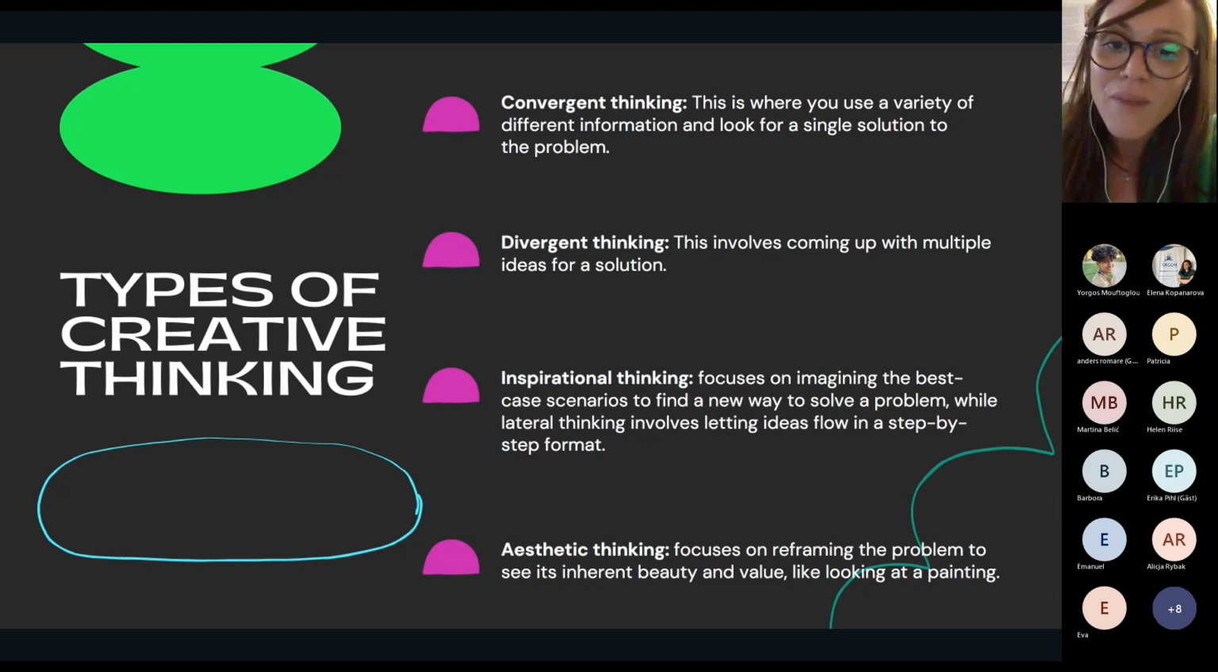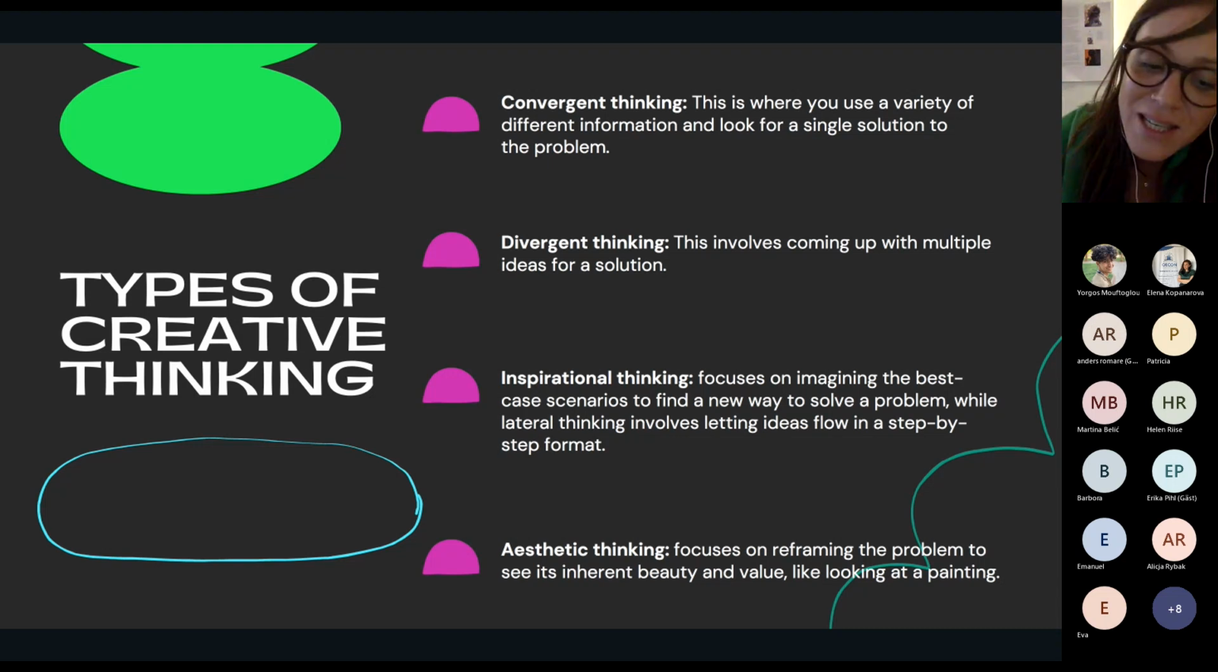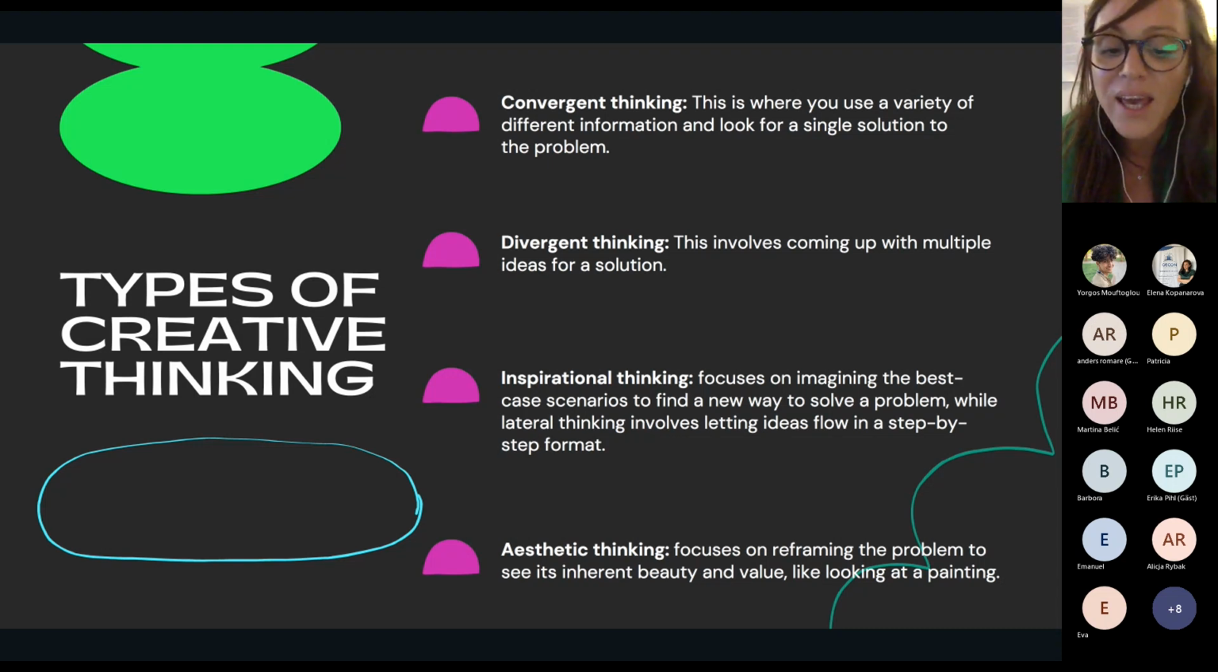Then we have, just to give you an example of this, inspirational thinking. We can link this kind of thinking to the imagination network, and it is more focused on imagining the best case scenario to find a new way to solve, for example, a problem. While lateral thinking involves letting ideas flow step-by-step. Inspirational thinking is like, as I said, an imagination network.